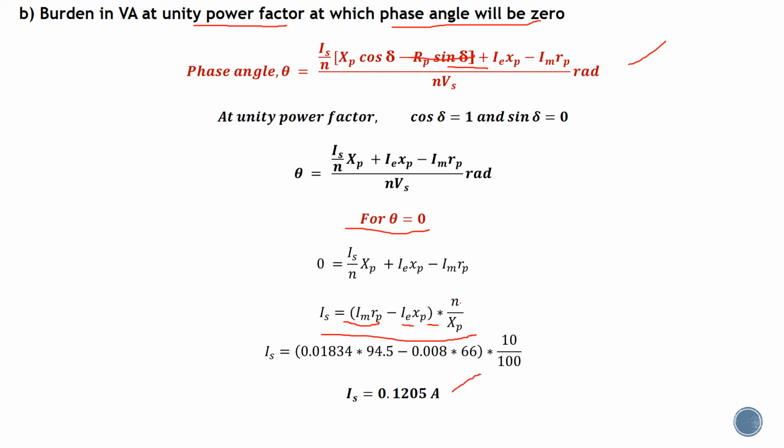Now we have to calculate the burden in volt ampere. That means we have to find the load connected to the secondary side. The load connected to the secondary side will be Is times VA. Multiplying the Is value so obtained with the secondary voltage, we will get the burden connected to the secondary side, and it is 1.205 volt ampere. In this way we can solve the question.